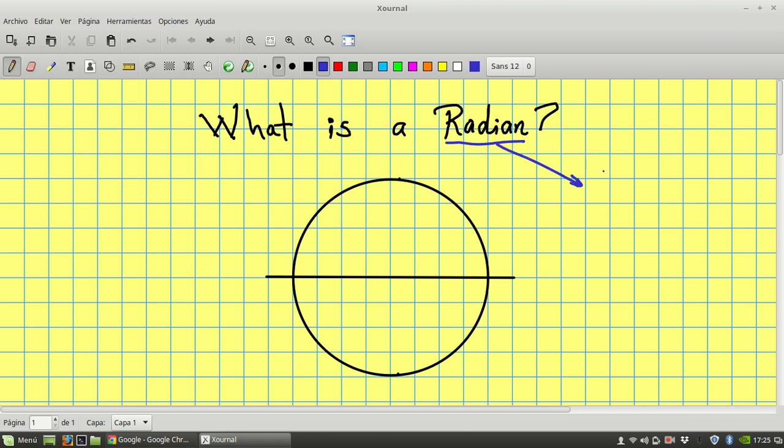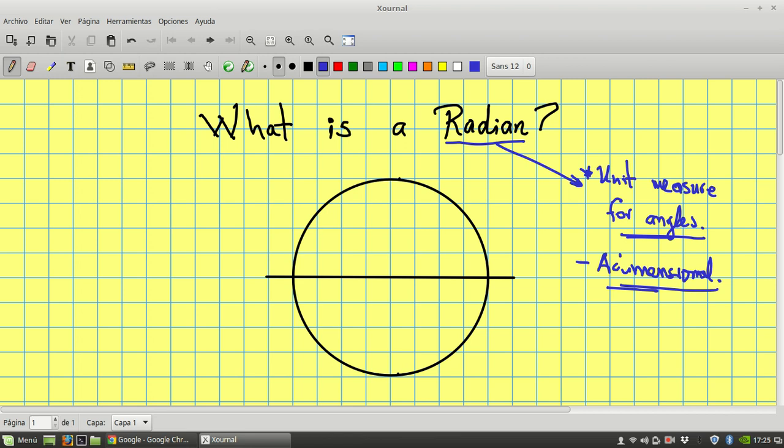The radian is a unit of measure for angles, and there is something pretty cool. You can put the unit of measure or take it off anytime you would like. This is called dimensionless. So the radian is dimensionless. We're going to see why in a few minutes, but this is the main idea.